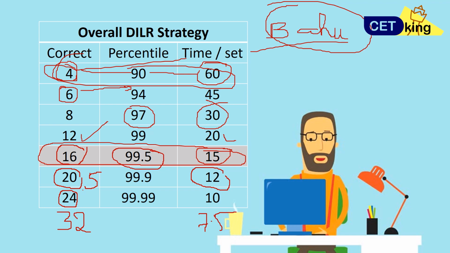This is a surprise factor. Time per set, 50 minutes. The ideal time according to me, I'll explain that in some time. So how you have to perform in the exam.